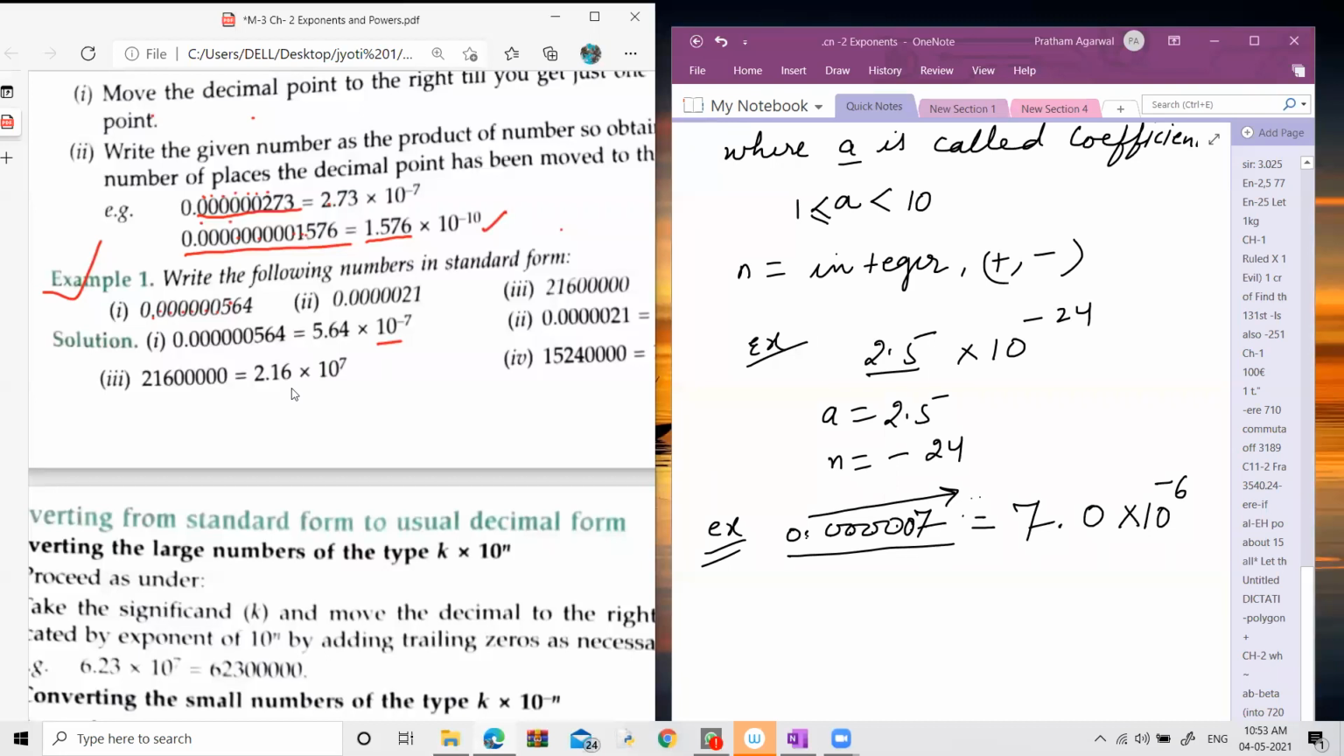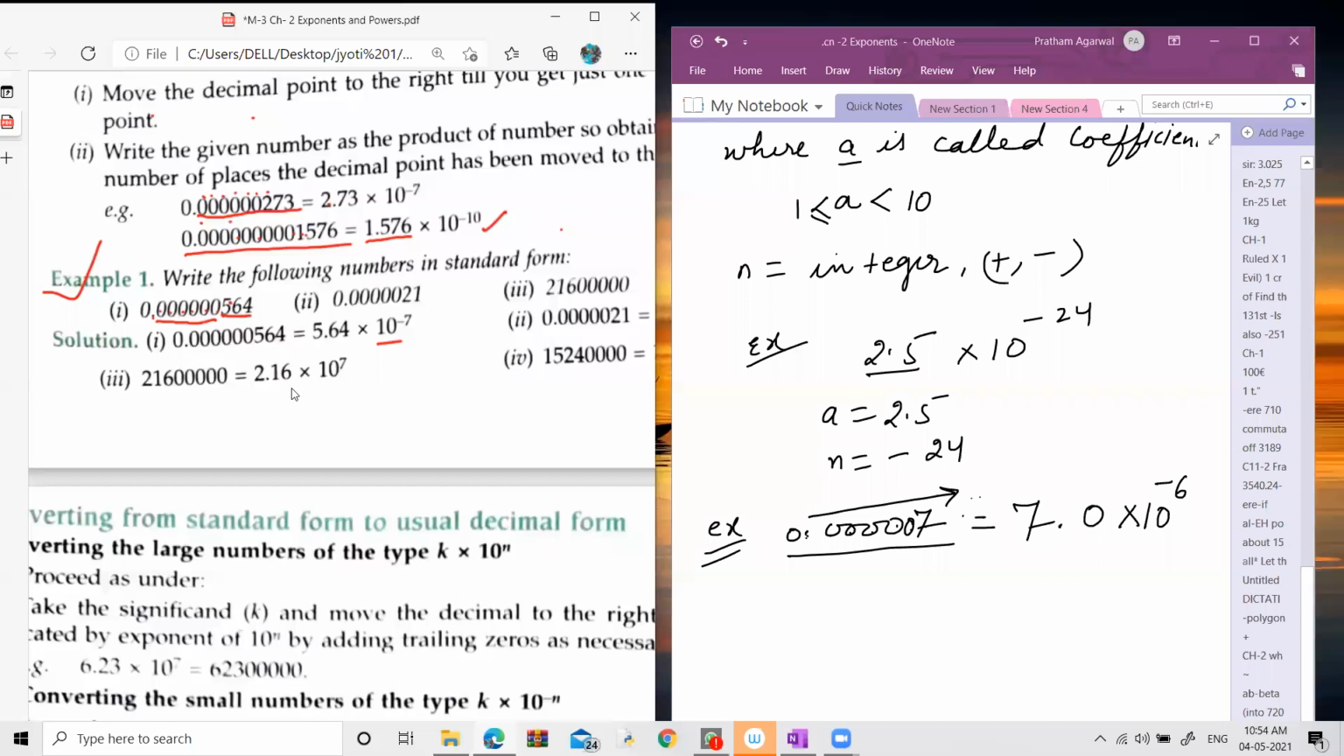Now, we have to put minus or plus. It depends upon where you are shifting the decimal. If you are shifting the decimal from left to right, then the power is negative. That's why the power of 10 is minus 7. Now, remove all the zeros on the left-hand side of 5 because they have no value. So, you have to write only 5.64 into 10 to the power minus 7.